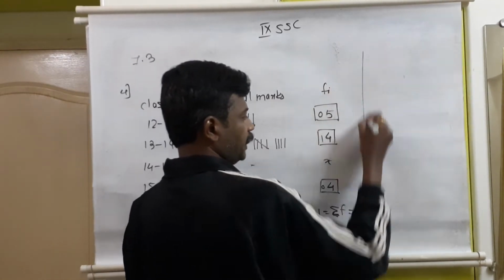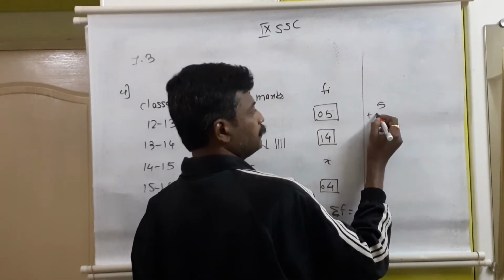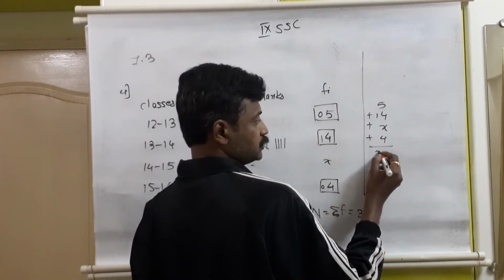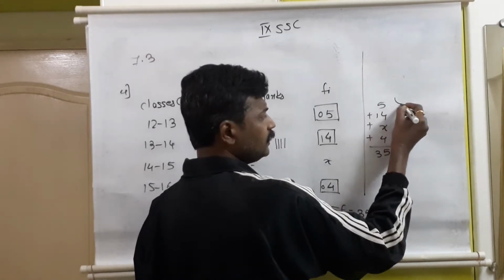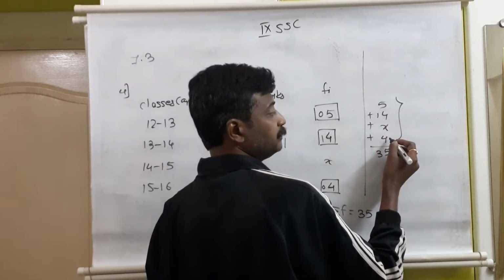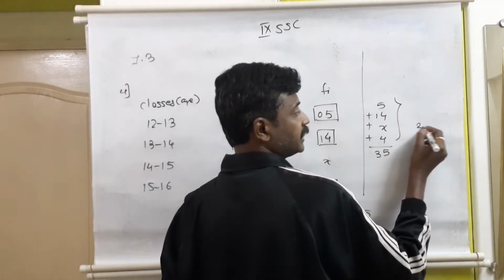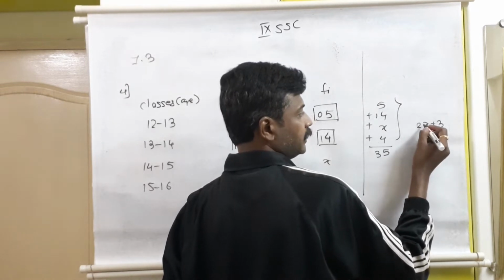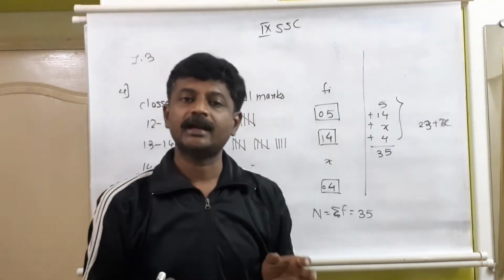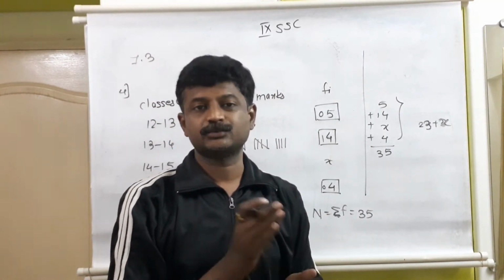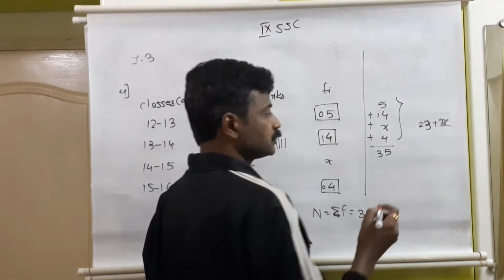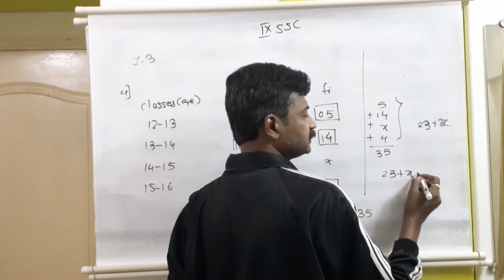So how will it come? I will solve it here. 5 plus 14 plus x plus 4. This total should be equal to 35. Now what will be the addition of this? 14 plus 5, 19, 19 plus 4, 23. 23 plus x can be written as 23 plus x, because one is a numeric term and one is a variable term. So we cannot add them. It will be in addition form as it is, 23 plus x or x plus 23, and the total of this is equal to 35. So we will get one equation, 23 plus x is equal to 35.